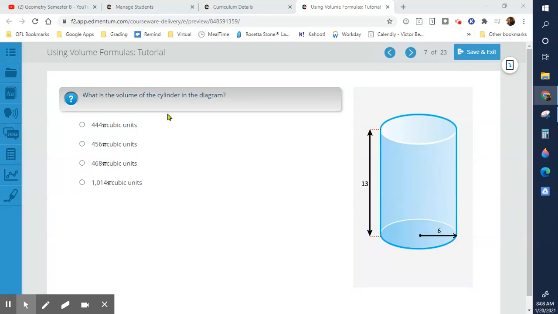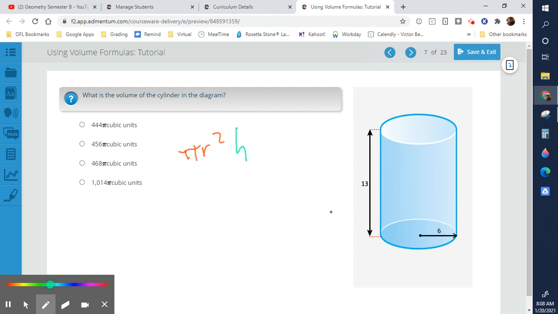So now let's get into actually using the formula for volume. Again, when we're doing volume, we're doing the area of the base times the height. So pi r squared is the area of the base. Now we need to multiply by the height.